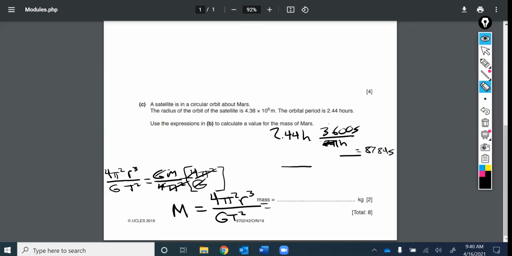So we get a final answer: 6.4 by 10 to the 23 kilograms.